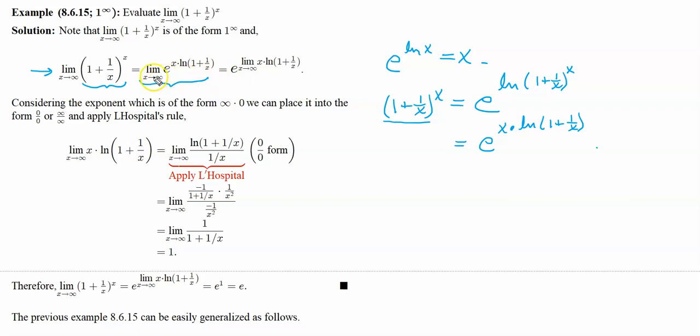And now what we can do is just move the limit into the exponent. Okay, the e is a fixed number, it does not change as x varies to infinity. So we can just realize that this quantity is e raised to the limit as x approaches infinity of x times the ln of 1 plus 1 over x. Now if we consider the limit in the exponent, notice that this is an indeterminate form, because as x approaches infinity, this x is approaching infinity.